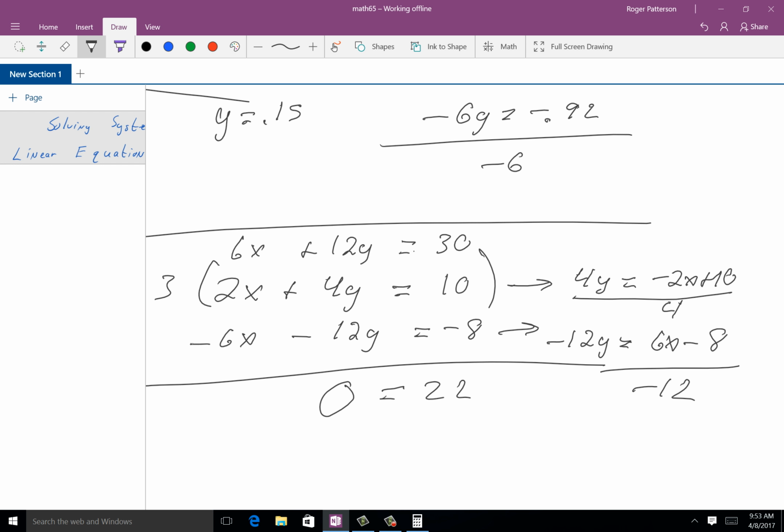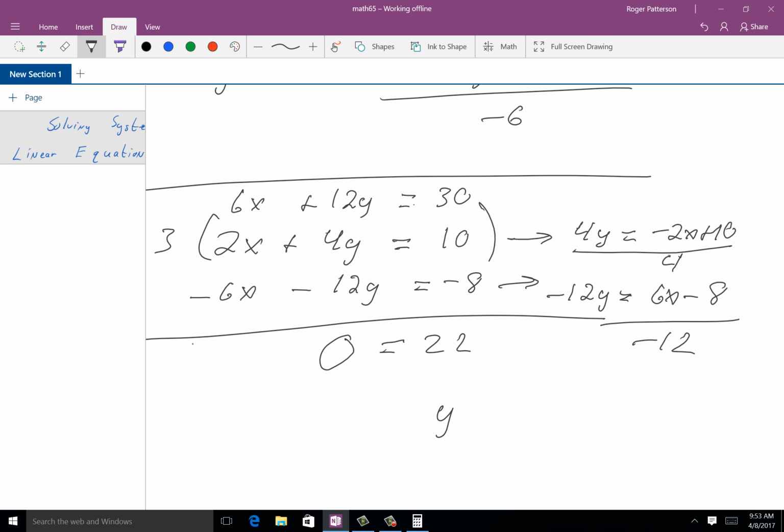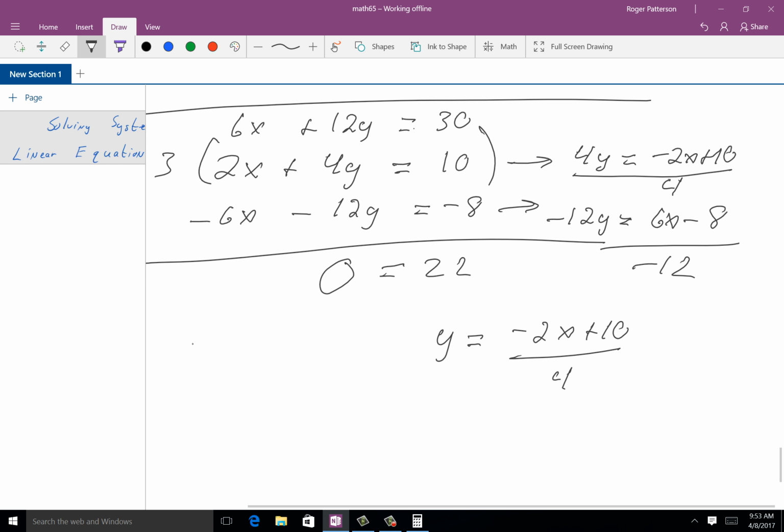All right, I'm pretty interested in what happens. In fact, why don't you go ahead and do that. So we're going to go into Desmos. We're going to graph y equals negative 2x plus 10 divided by 4, and y equals 6x minus 8 divided by negative 12. See what happens. Hopefully they turn out okay. And we can see them. Remember, we're trying to figure out where they intersect.